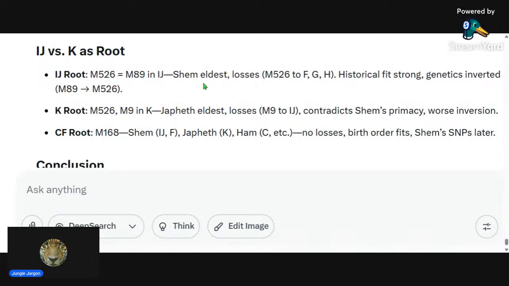Shem's eldest loses. Well, it doesn't lose it. It's just that it's lost to the other lineages of FGH. Historical fit, strong genetics, inverted. M89 to M526. K root.